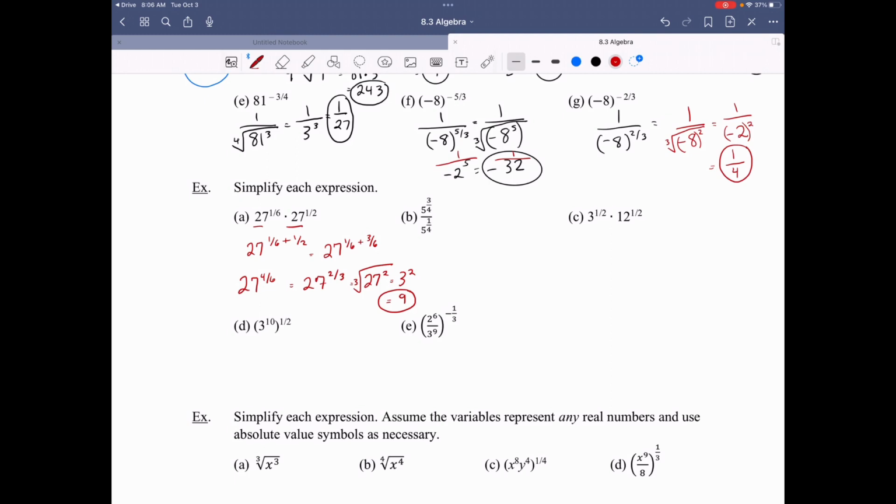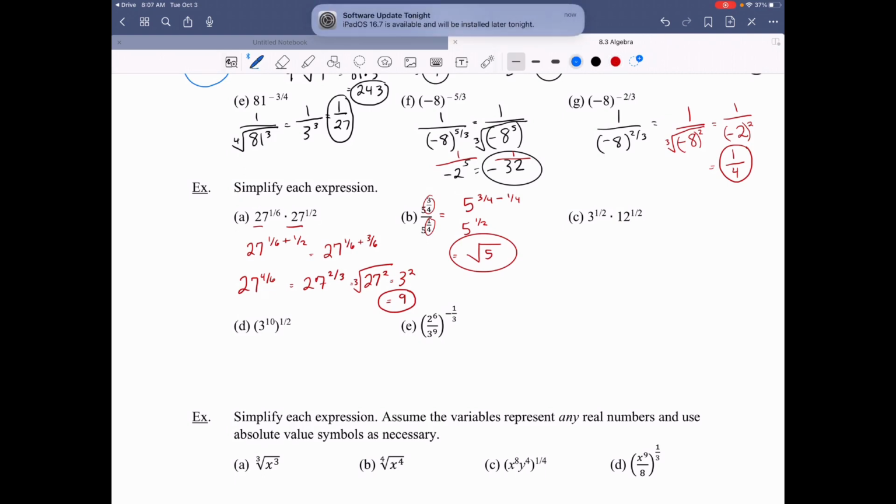All right, I'll do the next one with you, and then I'll give you some time to work on C, D, and E. So we have 5 to the 3/4 minus 1/4, because that's the quotient rule. We subtract the exponents. And 3/4 minus 1/4 is 2/4, which is 1/2. And this can be written as the square root of 5, which cannot be simplified further. You try C, D, and E, and I will come by to help.